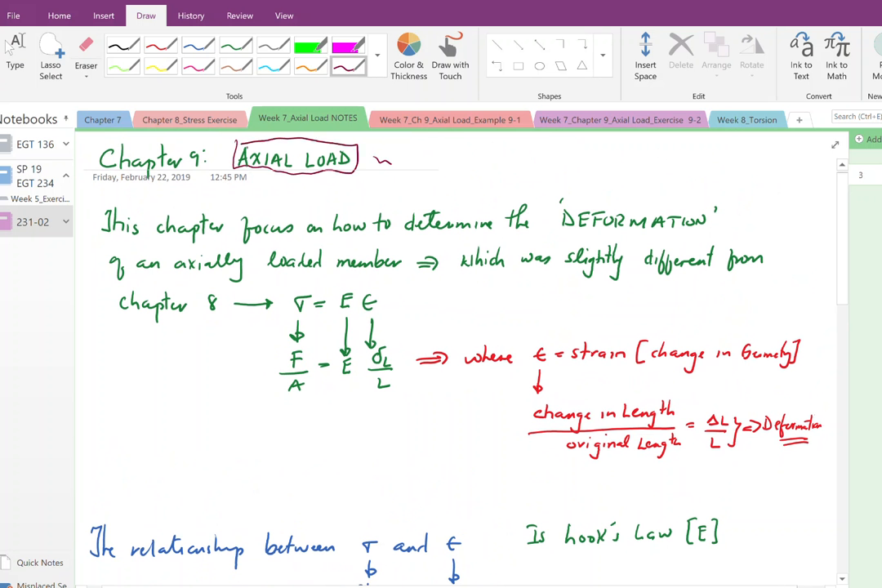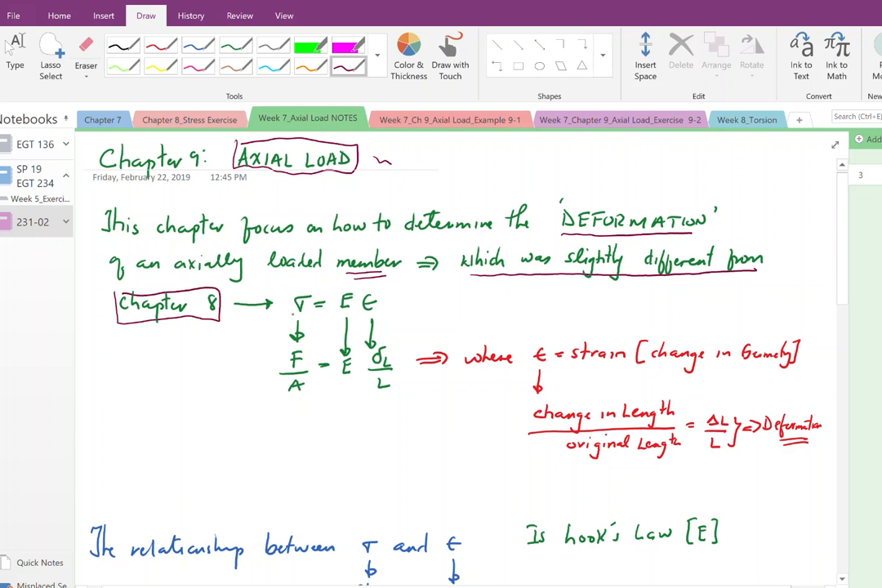In this chapter, we're looking to determine the deformation or the displacement of an axially loaded member, okay? Which is slightly different in terms of how we evaluate our deformation or our displacement in regards to chapter 8.